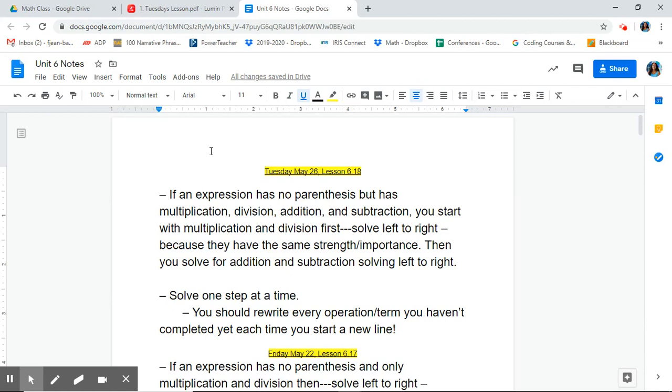Be sure to copy down your notes for today. If an expression has no parentheses but has multiplication, division, addition, and subtraction, you start with multiplication and division first. Solve left to right because they have the same strength/importance. Then you solve for addition and subtraction, solving left to right. You make sure that you're solving one step at a time, and you should rewrite every operation/term that you haven't completed yet each time you start a new line. Use these notes to help you solve for number 2.